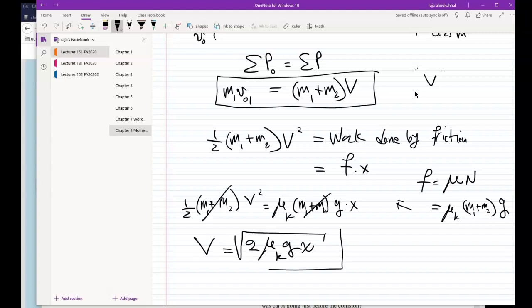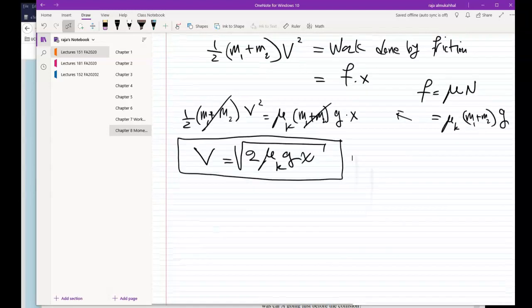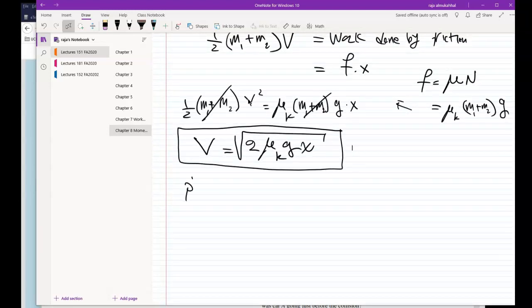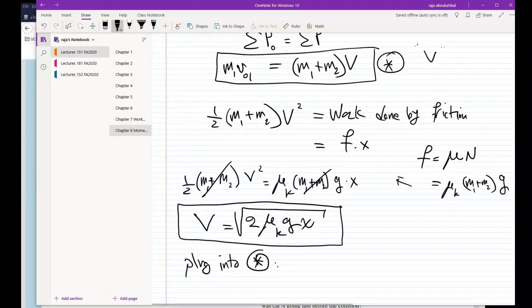Now, why do I solve for the big V, even though I'm not interested in it? Well, that's exactly my point. I'm going to go back to my momentum equation and plug this in there and solve for v naught 1, and I'm done. So back to the momentum equation. Call this star. So plug into star.